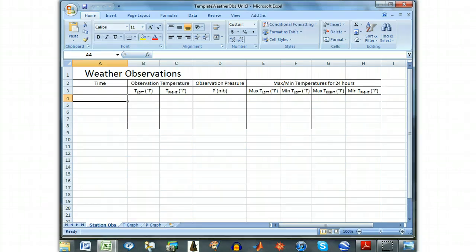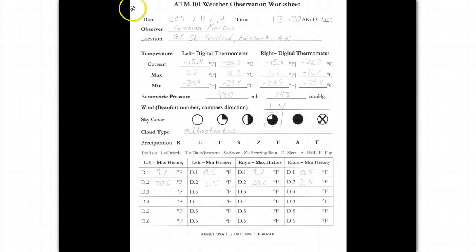Each daily observation will be entered in one row. In the first column, Time, you will type in the date and time of observation in the format year, month, day, space, hours, minutes, just like you wrote them on the paper worksheet that you recorded your observations on. Here I am using a worksheet for November 14th, 2011 at 13:20 Alaska Standard Time.